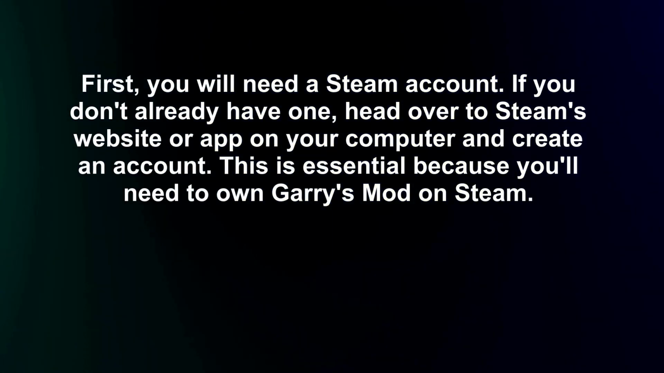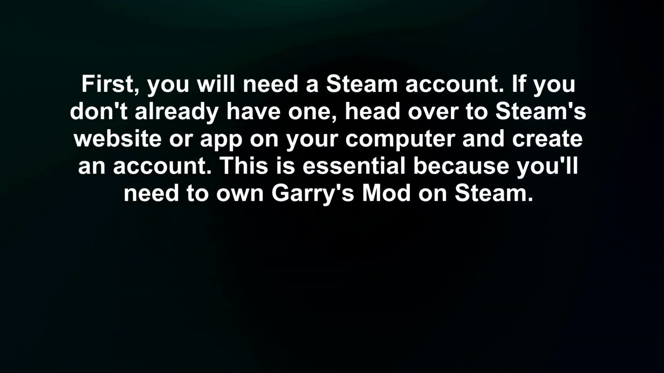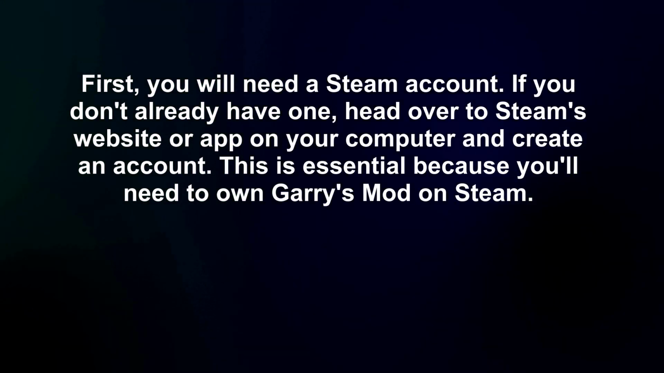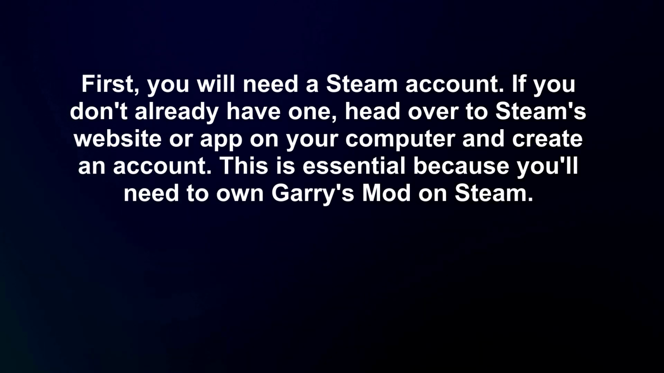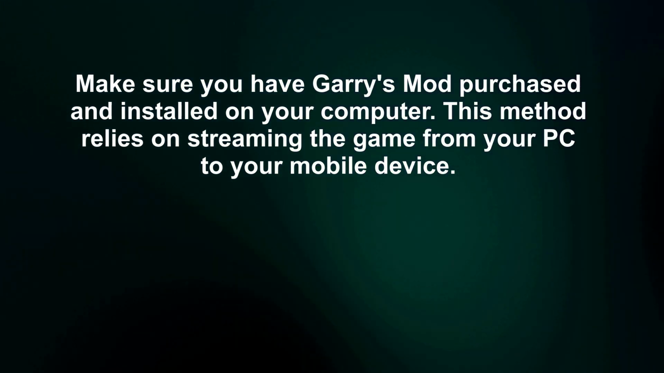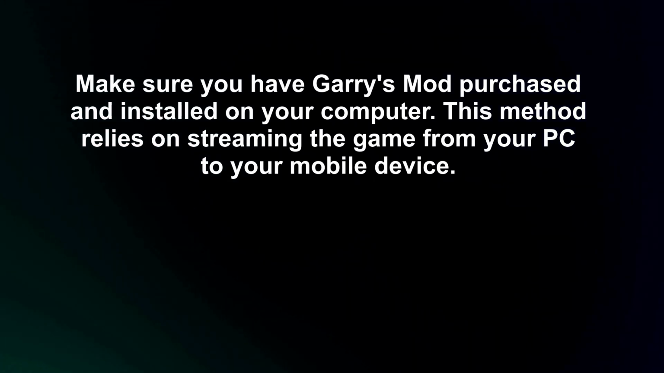First, you will need a Steam account. If you don't already have one, head over to Steam's website or app on your computer and create an account. This is essential because you'll need to own Garry's Mod on Steam. Make sure you have Garry's Mod purchased and installed on your computer. This method relies on streaming the game from your PC to your mobile device.